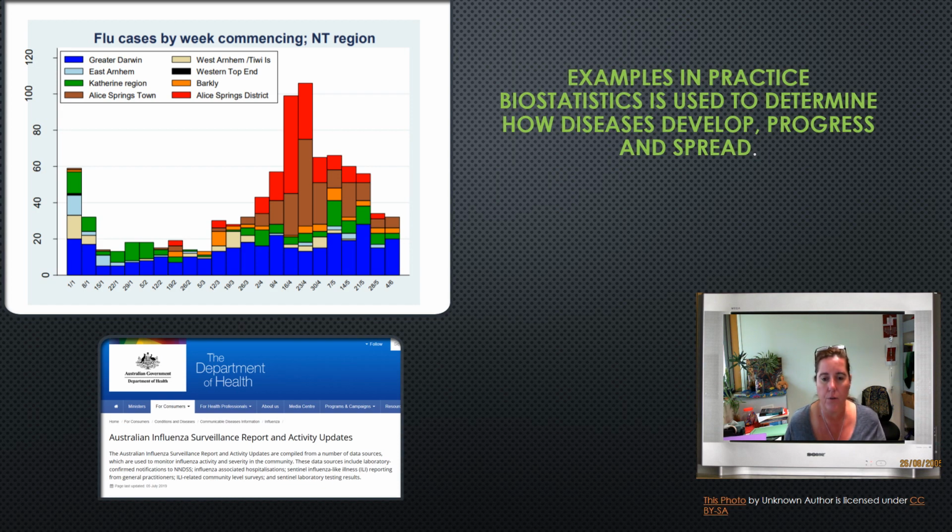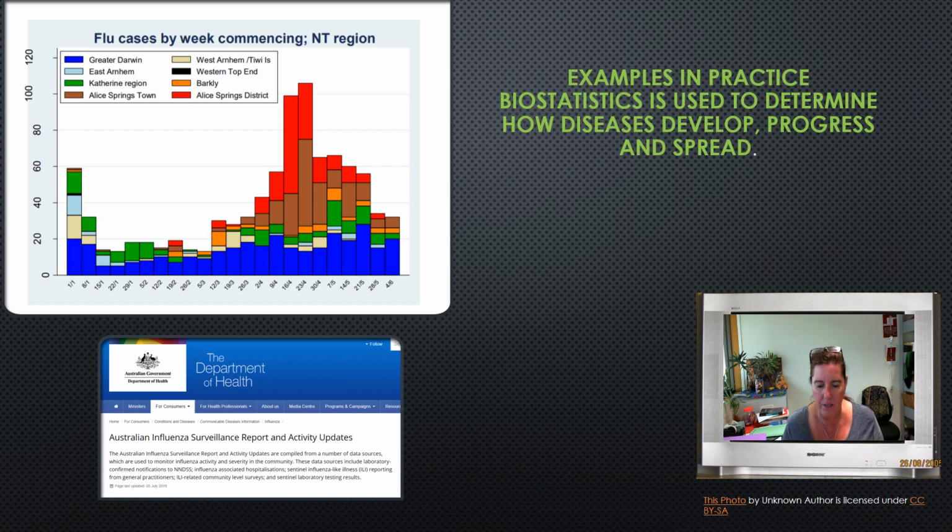What this table tells us is that we had a fairly high incidence of flu very early in the year, which is unusual. Particularly around the Greater Darwin and Katherine regions, and even right through to West Arnhem and Tiwi Islands. That all decreased again for a little while through February and March, and then as we hit April and May, we've got a really big peak, particularly in the Alice Springs region.